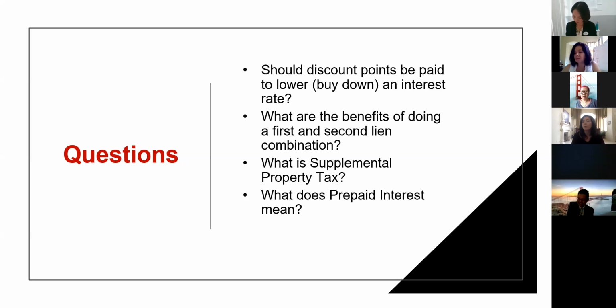We'll continue next week on what supplemental property tax is and what prepaid interest is. All the things we talk about, you need to remember and understand, because these are all questions that come from your borrowers, and it's really important to know. Any question before we go, anyone?